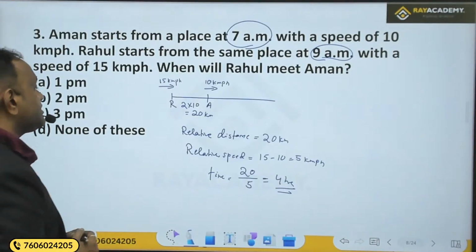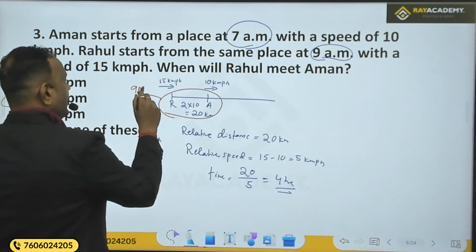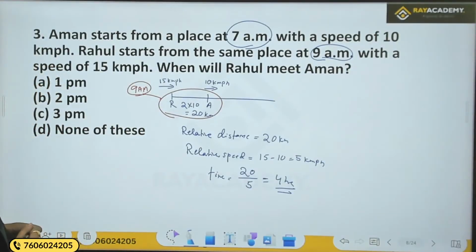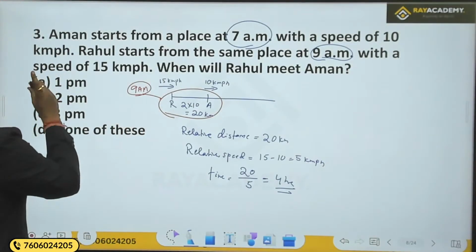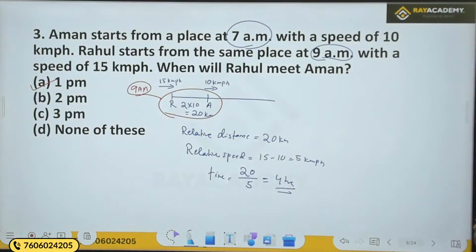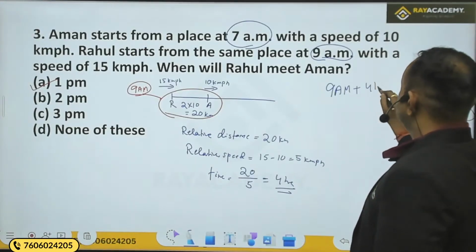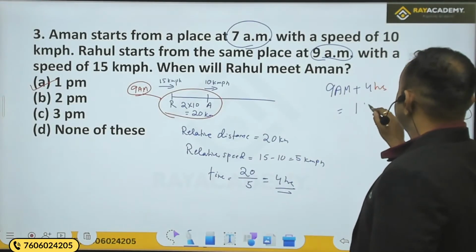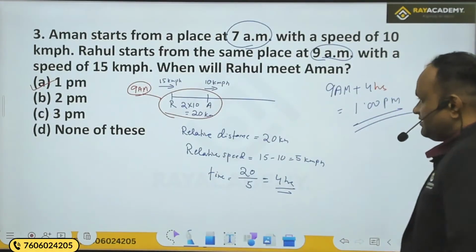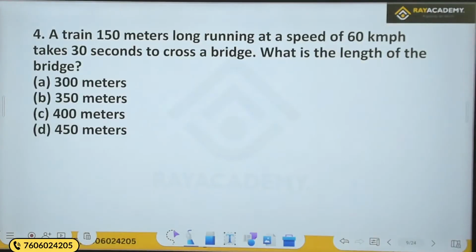But 4 hours from which time? All positions were taken at 9 a.m., right? So 4 hours after 9 a.m., that is 9 plus 4, so 1 p.m. will be your answer. This is one question of the relative speed concept. Let us move to the next one.